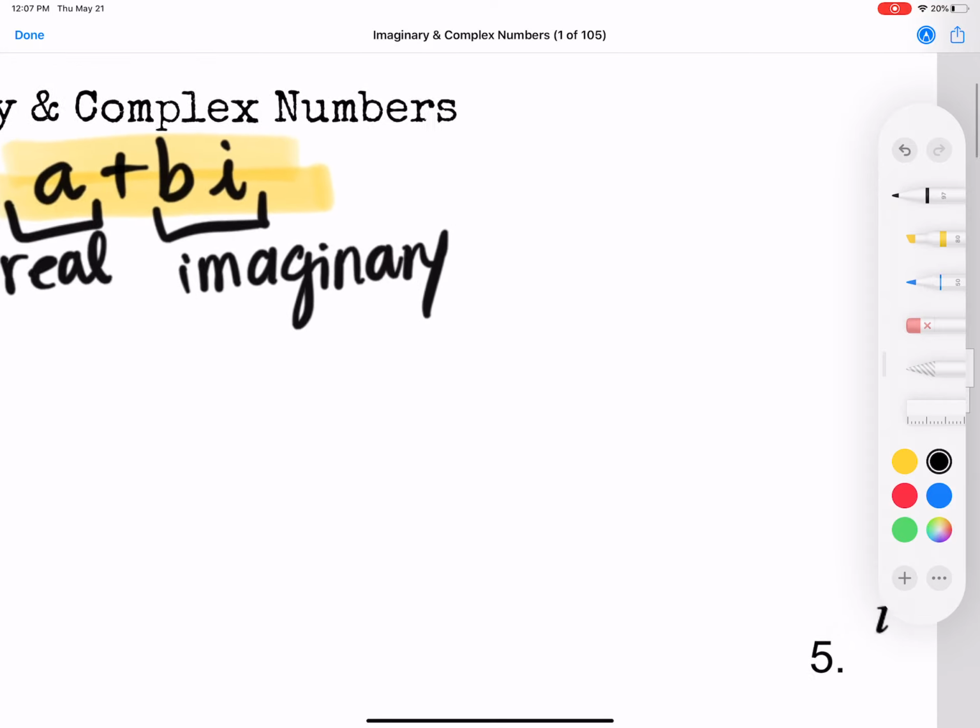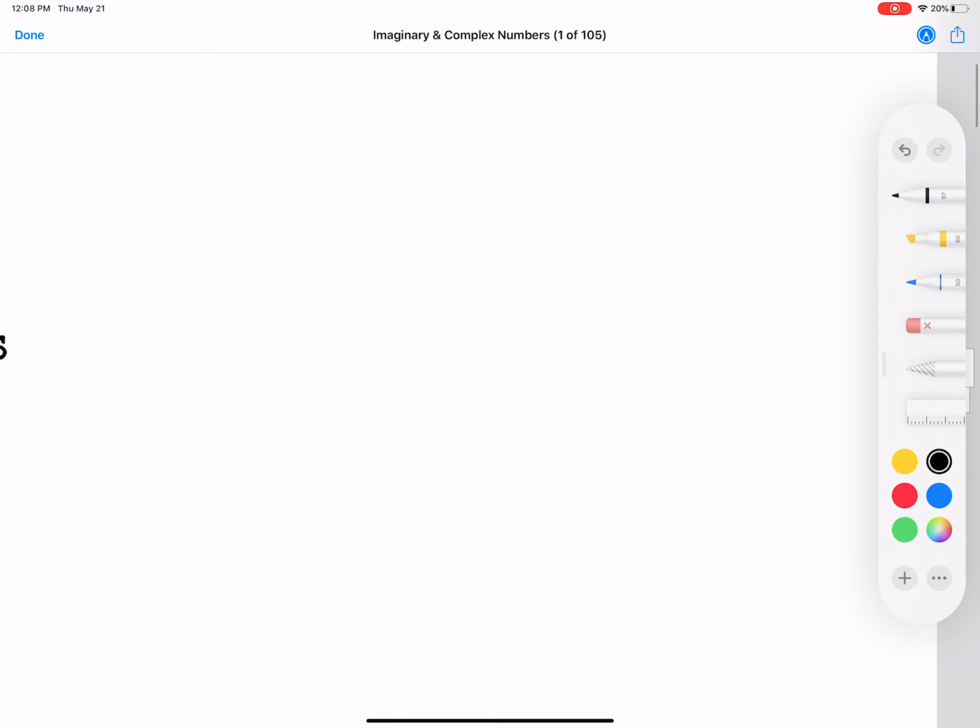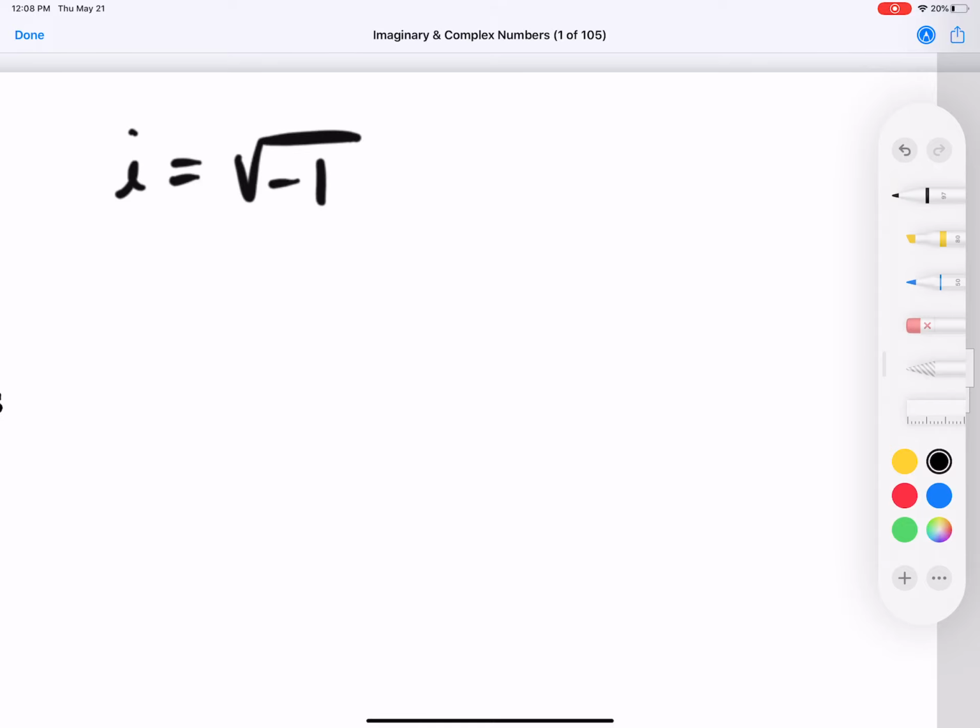I also want to talk to you about i. So I'm just going to make some notes on the side. So i is equal to the square root of -1. Now, in math, they've always told you that you can't take the square root of a negative number. Well, you can. It's just an imaginary number. So if you take the square root of a negative number like -1, it's i, okay?